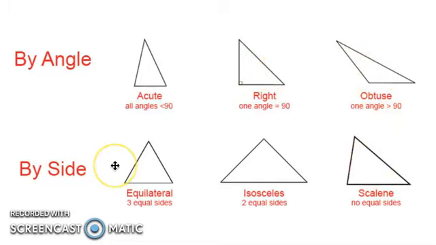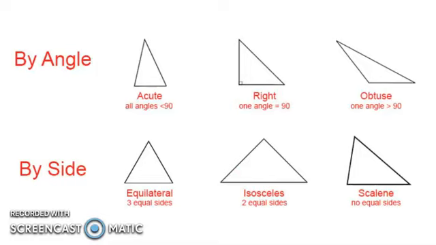And then by side, it determines the classification of a triangle based on the sides of the triangle. For example, in an equilateral triangle, all the sides are the same, so all 3 sides are equal. Isosceles, 2 sides are equal. Scalene, no sides are equal.